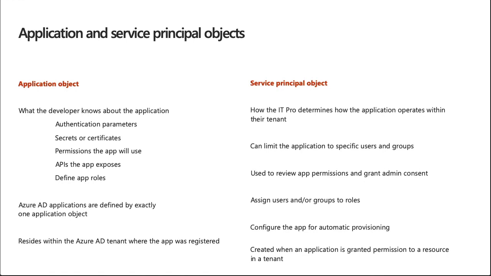Azure AD applications are defined by exactly one application object. The application object resides in the Azure AD tenant where it was registered, its home tenant. Now, a service principal is different. IT pros can use the service principal object to determine how the application operates within their tenant. The IT pro can limit the app to specific users and/or groups, review permissions and grant consent, assign users and/or groups to roles, or configure the app provisioning.